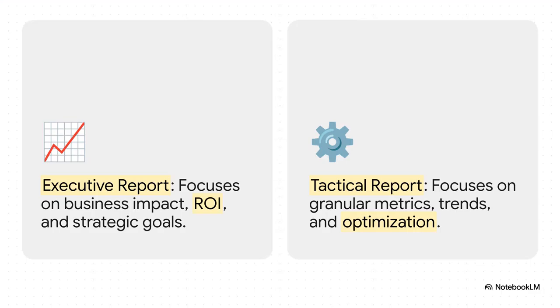But here's the thing, not all reports are the same. You would never give your CEO the same data dump you give your campaign manager, right? Of course not. The key is tailoring the message. You can literally prompt the AI to create 2 different reports from the same data. One, a high-level executive summary that's all about ROI and big picture goals. And another, a super detailed tactical report for your team to dig into for optimization. It's all about getting the right info to the right people.